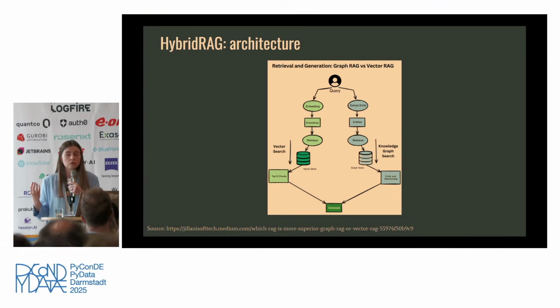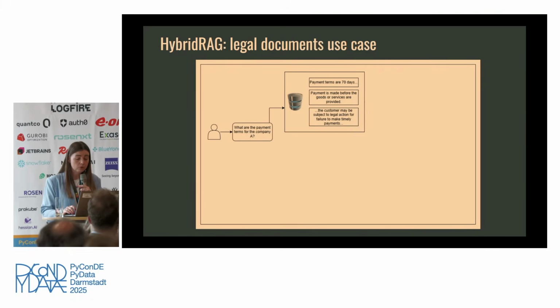But how do we combine them together? We mentioned that we need to make calls to our vector store to have the chunks returned, and we need to make calls to our knowledge graph, and have the entities and relationships extracted, and then merge them together and pass them to the model.